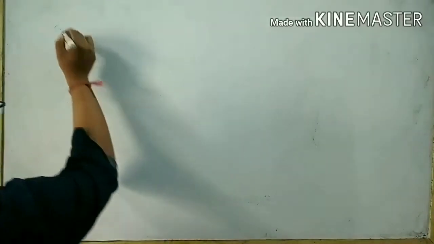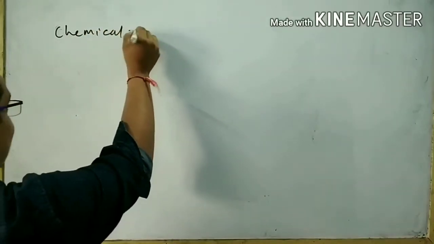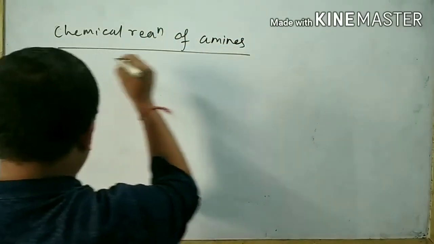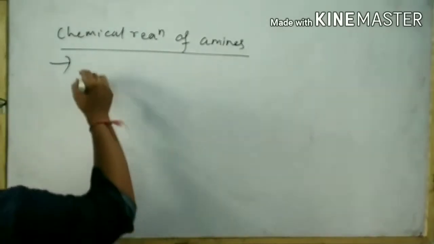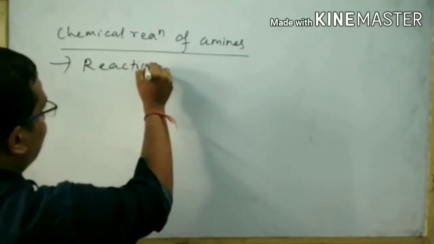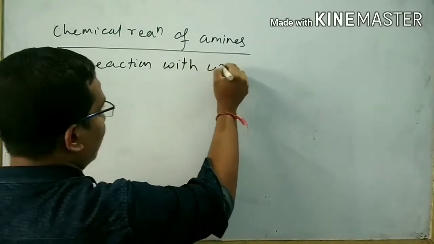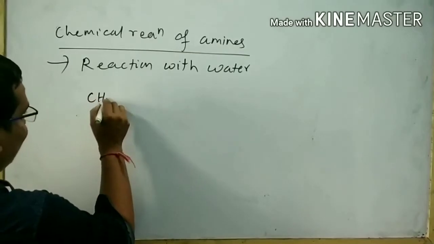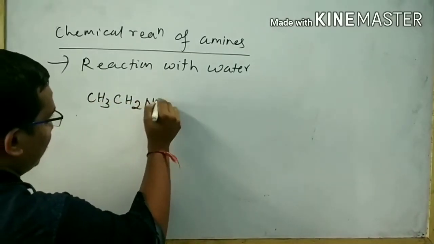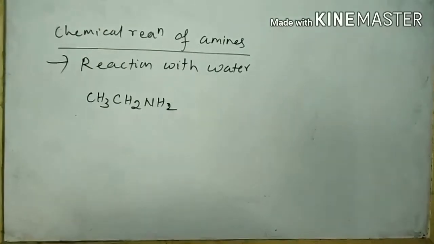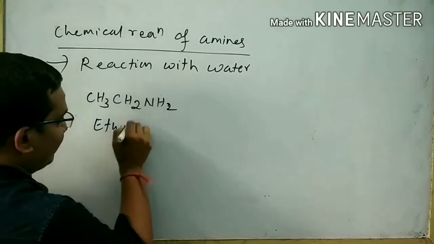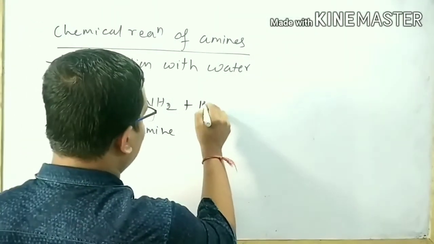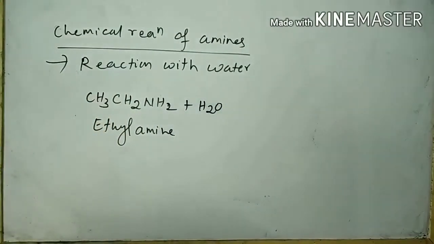Now I will discuss the chemical reactions of amines. At first, I will discuss the reaction with water. Suppose we take a primary amine, that is CH3CH2NH2. The name of this primary amine is ethylamine. When it is subjected to reaction with water, what will happen?